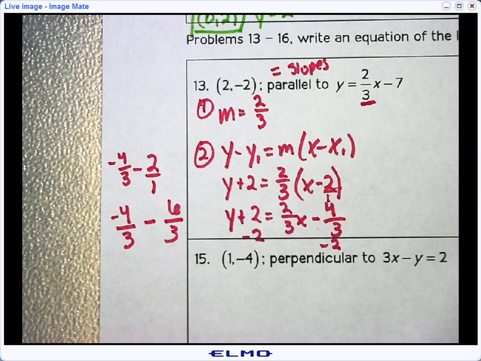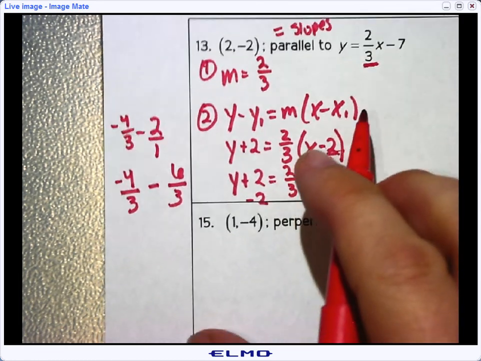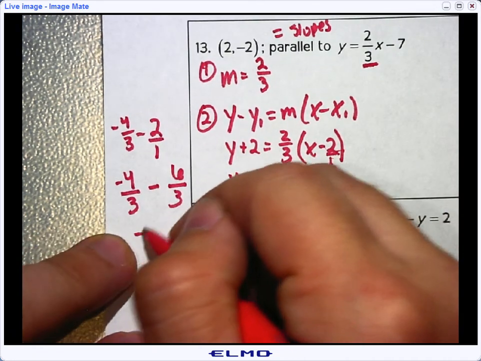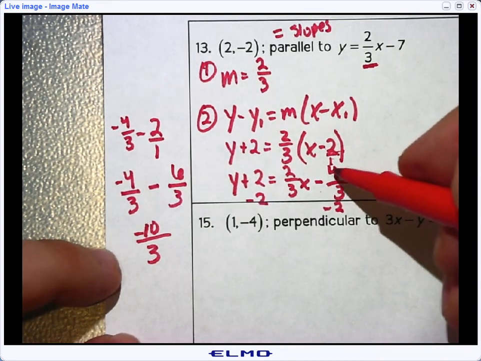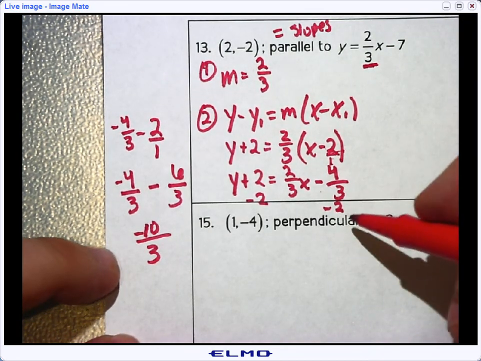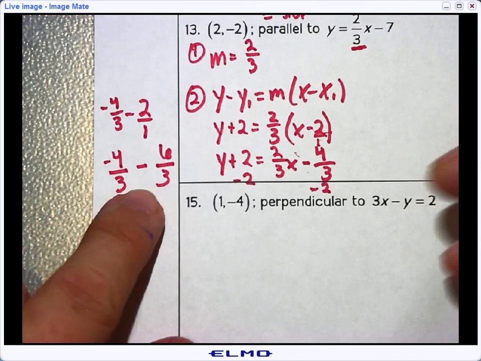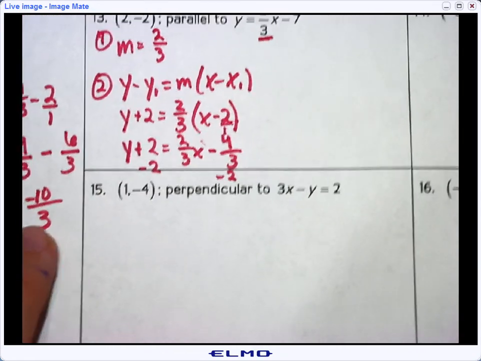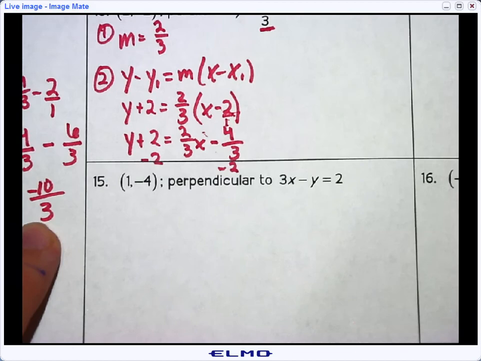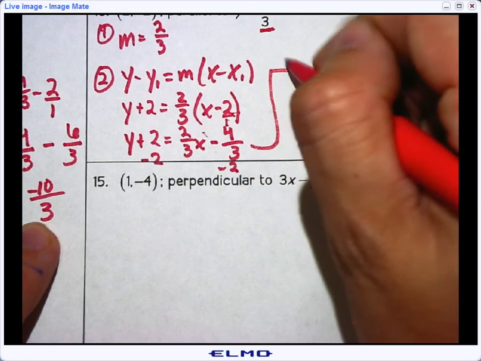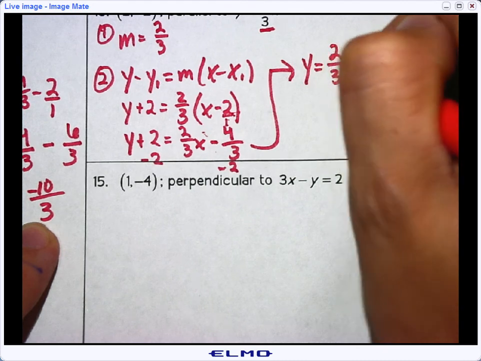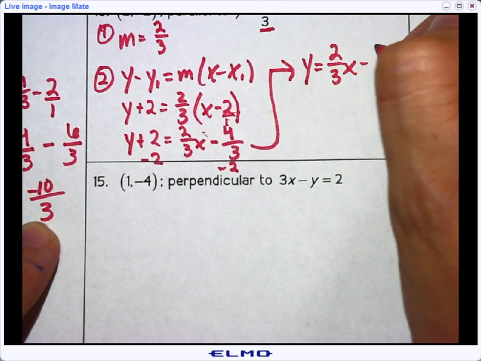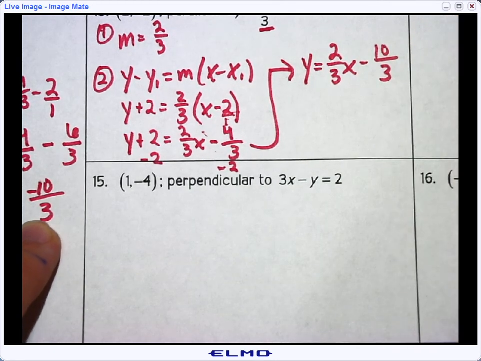So now I can subtract these two fractions. Negative 4/3 minus 6/3 turns into a negative 10/3. So when I subtract a negative 4/3 minus 2, really that's negative 4/3 minus 6/3, which just turns into negative 10/3. So this ends up giving me the equation y equals 2 over 3x minus 10 over 3.